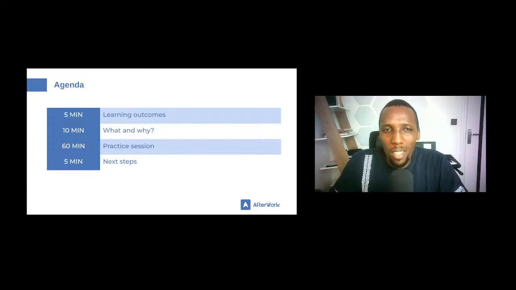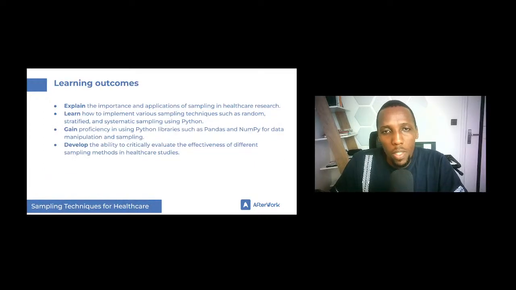So let's get started. By the end of today, we are expected to have achieved these learning outcomes. We should be able to explain the importance and applications of sampling in healthcare research. We should be able to learn how to implement various sampling techniques such as random, stratified, systematic. We'll also cover from a theoretical perspective other types of sampling techniques, which are called non-probability sampling techniques, such as convenience sampling, etc.